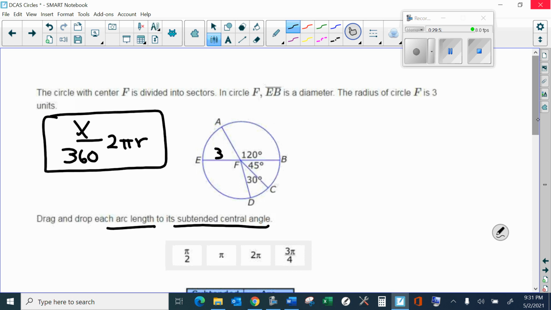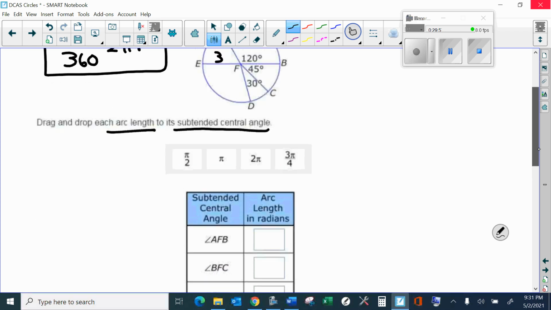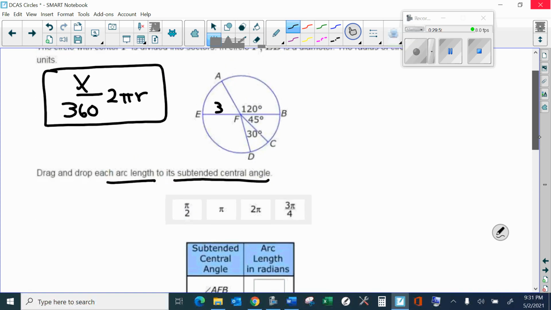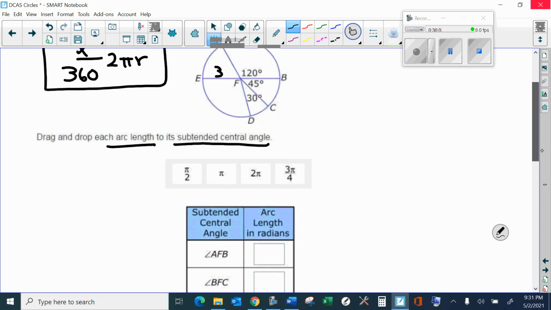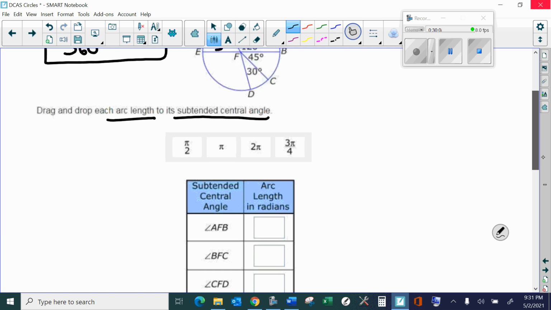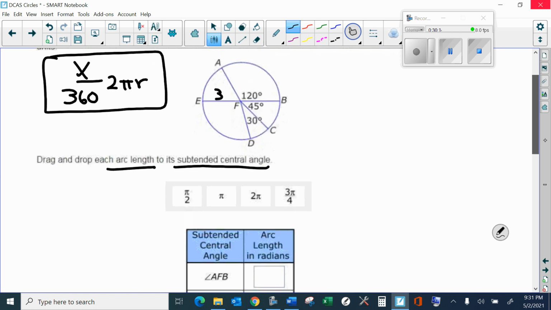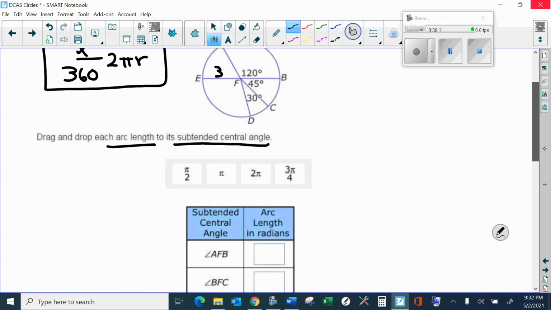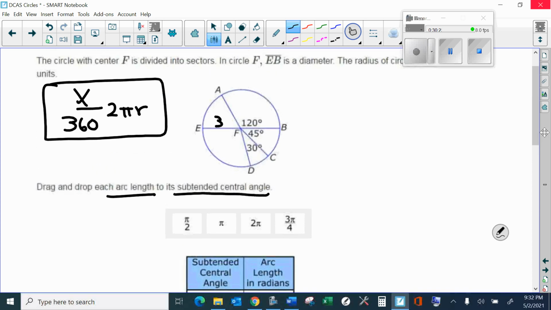Okay, we're just talking about degrees here then. All I want to do is change from degrees to radians. Looks like so. Arc length in radians. Okay, so first we need to find out the degrees. AFB.